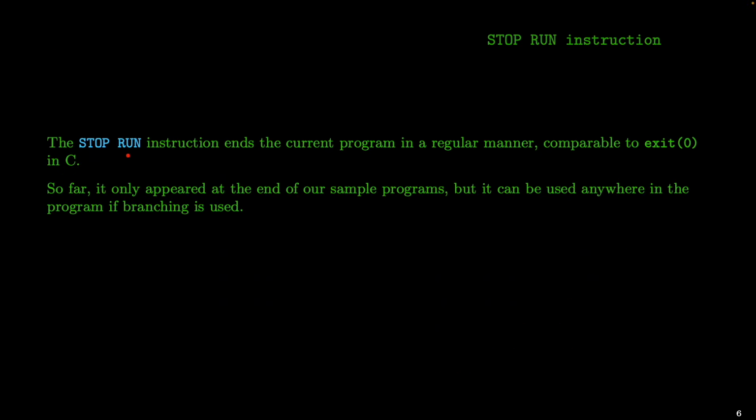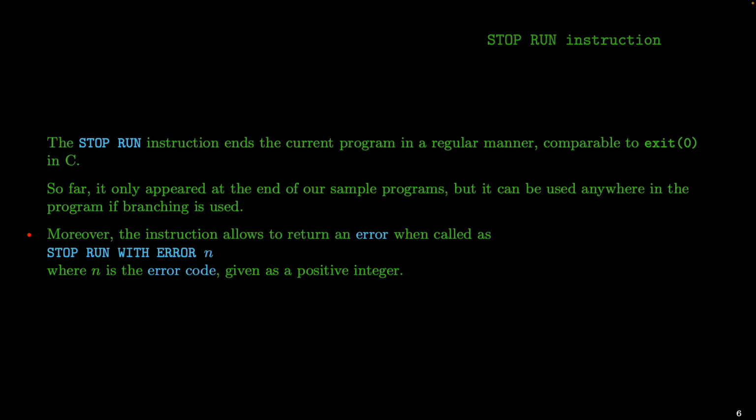Next, we have the stop run instruction. We already saw this at the end of our COBOL programs. This is used to end the current program in a regular manner and return to the operating system. So in that sense, it's comparable to the exit 0 instruction in C. And you can use this at any point in the program when some condition is reached to properly end the program, so it doesn't have to appear only at the end of the program.